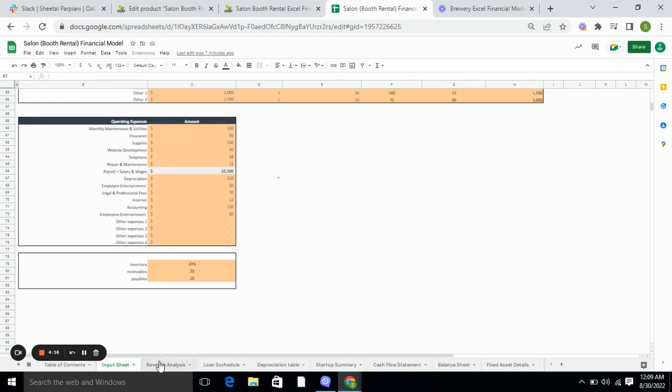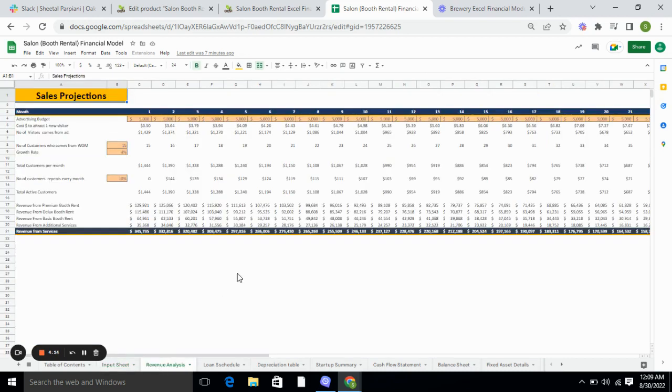Moving forward to the revenue analysis. Revenue analysis describes the revenue of your company, which starts with the project evaluation. Project evaluation contains advertising budget, which is the main part. So the number of customers is heavily dependent on the advertising budget. Moreover, it includes revenue of the products.